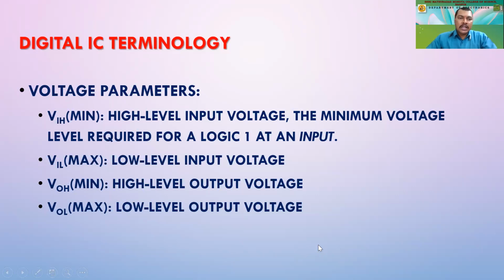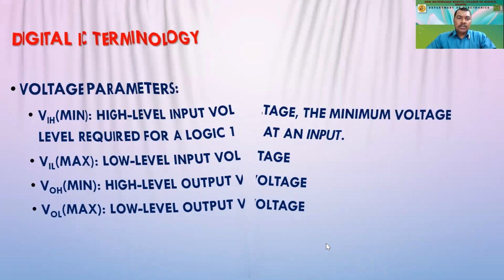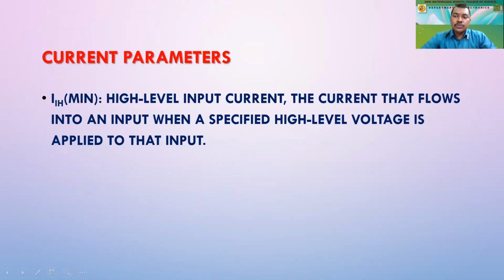And so these are some of the digital IC terminologies which are related to voltage. The current parameters are similar to that. Similarly, as we have talked about the voltage, there are parameters which are considered as current parameters. So IIH minimum, that is the high level input current: the current that flows into an input when a specified high level voltage is applied to that input. That is called the minimum current that is required. So we are applying voltage as well as we are expecting the current to flow through that.